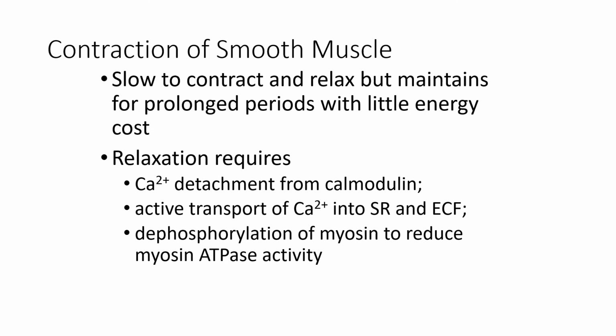The relaxation of smooth muscle requires calcium detachment from the calmodulin, very similar to removing the calcium from the troponin complex. We then actively transport the calcium back into either the sarcoplasmic reticulum or the extracellular fluid. And we have the dephosphorylation of myosin to reduce the myosin ATPase activity, same as skeletal.